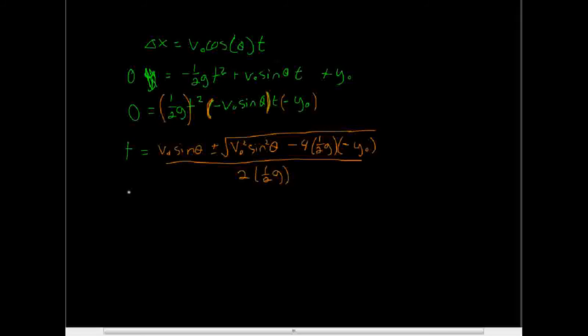And so now I'm just going to simplify, and we get t equals v naught sine theta plus, because remember we've decided that I'm taking the positive root, plus the square root of v naught squared sine squared theta minus, rather plus, because we have a negative times a negative, plus, and 4 times a half is 2. So plus 2g y naught d all over 2 times 1/2 g, which is just g. And so this is our value of time that we want to plug into here, into our delta x equation.